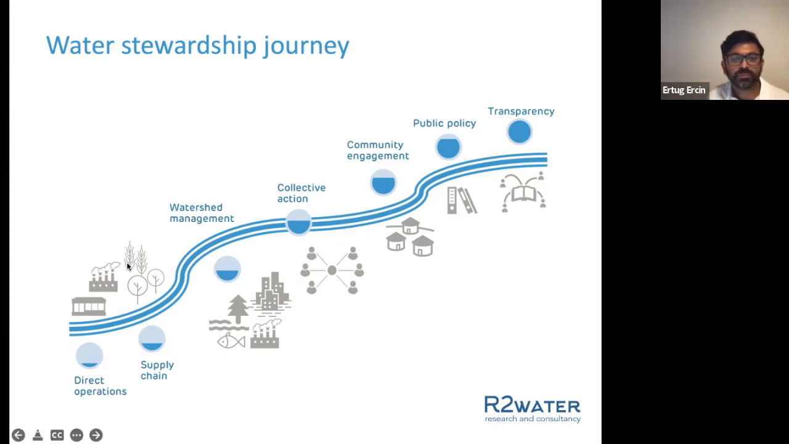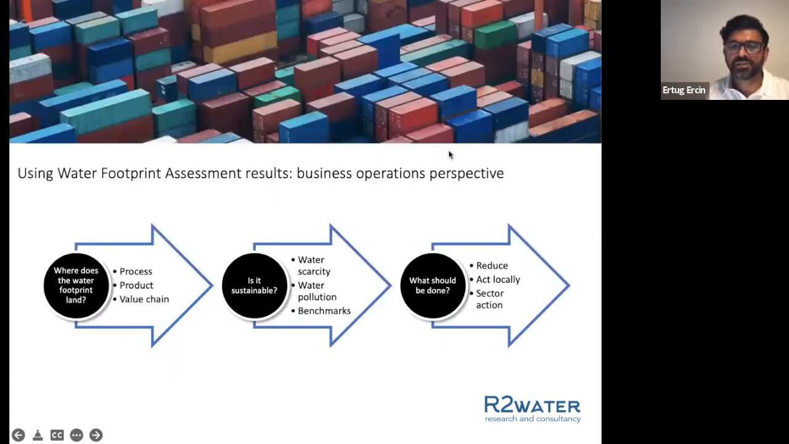We call this the maturation towards a water stewardship journey. When companies get larger and larger, in terms of finances and the people working in supply chains or factories, they start from direct operations and see that it is not enough, and then continue the journey along these steps. For example, Coca-Cola is coming to this one.